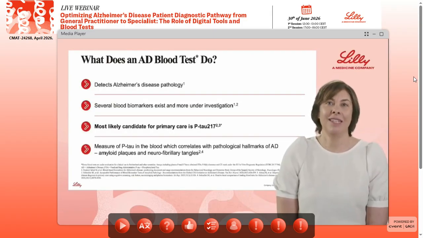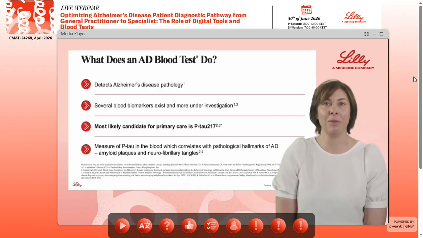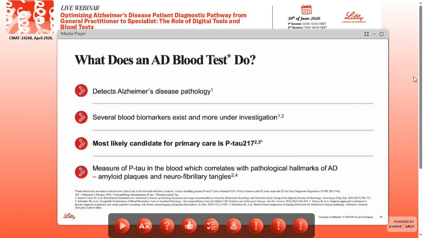So what does a blood test for Alzheimer's disease actually do? Well, it detects Alzheimer's disease pathology. There have been several biomarkers that have been studied over the last few years, but there is a clear blood test that has shown the most promise, and that's the p-tau217 test. And what that actually correlates to, although it sounds like it's tau, it actually relates to amyloid pathology in the brain, and it's a very good marker of neurofibrillary tangles and amyloid plaques.